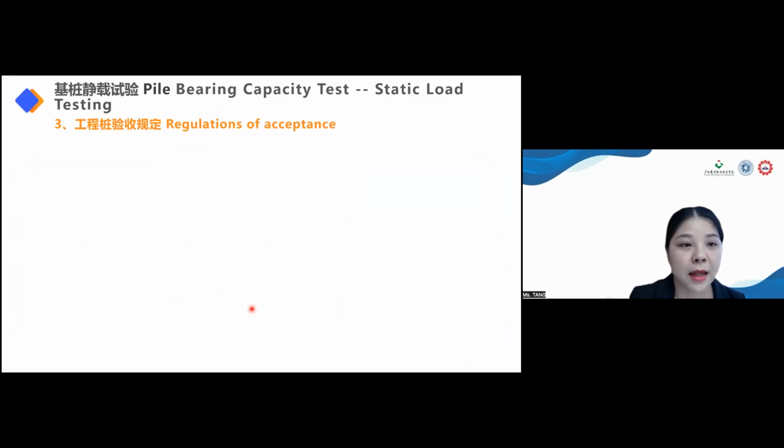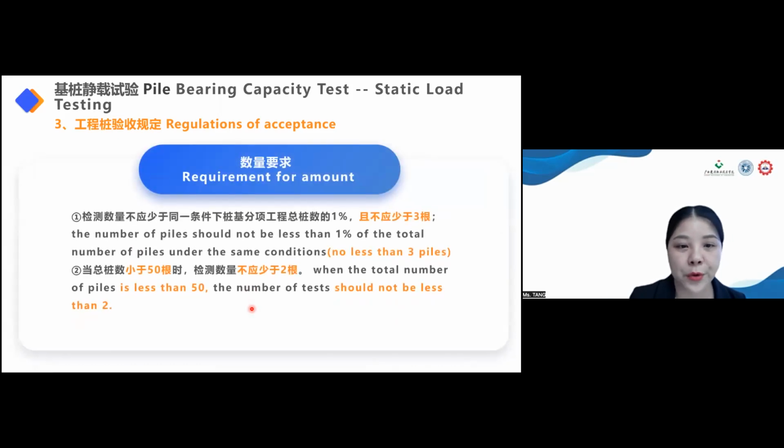Third, regulations of acceptance. Requirement for amount. The number of piles should not be less than 1% of the total number of piles under the same conditions, and no less than 3 piles. When the total number of piles is less than 15, the number of tests should not be less than 2.